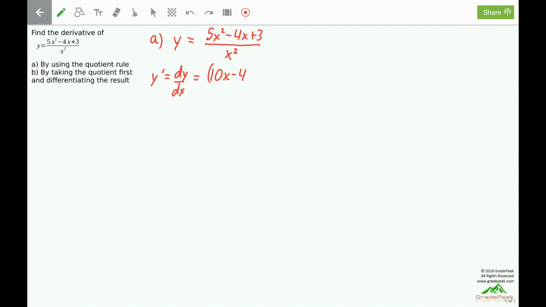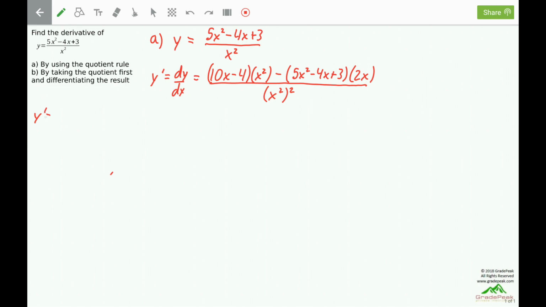The derivative of the numerator times the denominator left alone, x squared, minus the numerator left alone, 5x squared minus 4x plus 3, times the derivative of the denominator. It's a power rule, bring the 2 down, subtract 1 from the power, that'll be x to the first. All over the denominator squared.